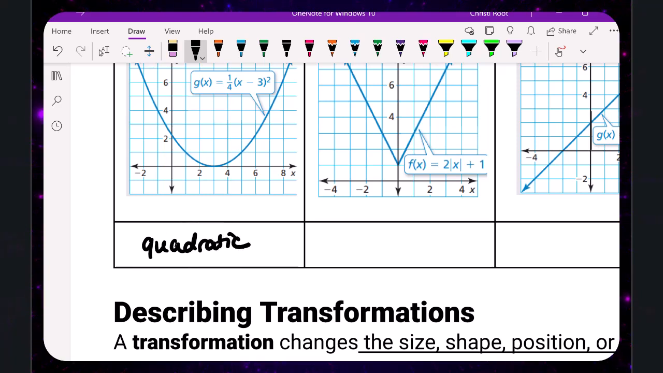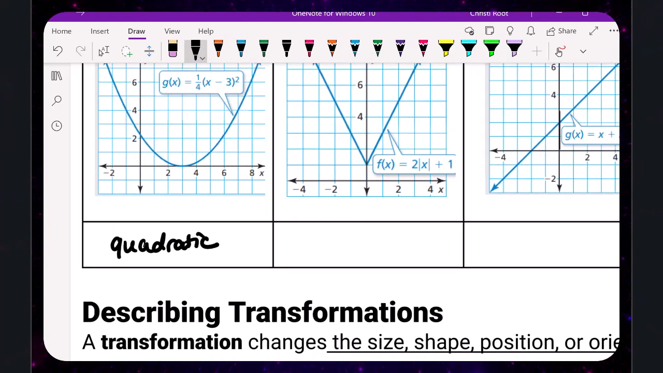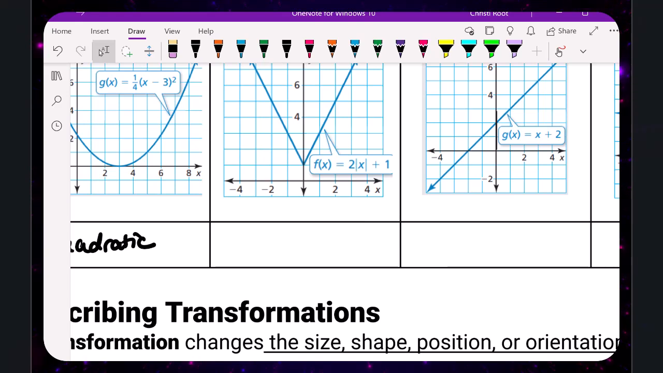Okay, I'm going to do the next one. That one is obviously, due to its shape, a V. So it is an absolute value graph. And if you notice in the equation, it has the little bars right here indicating that it is an absolute value equation.